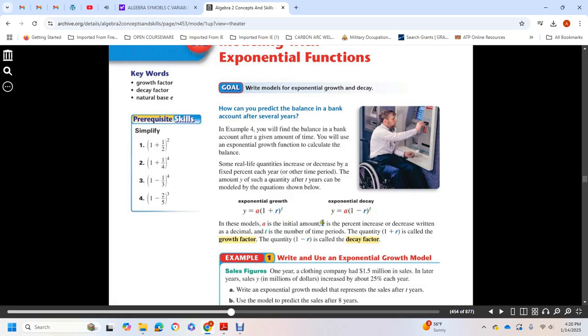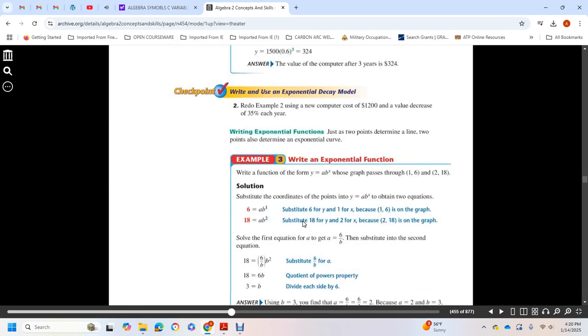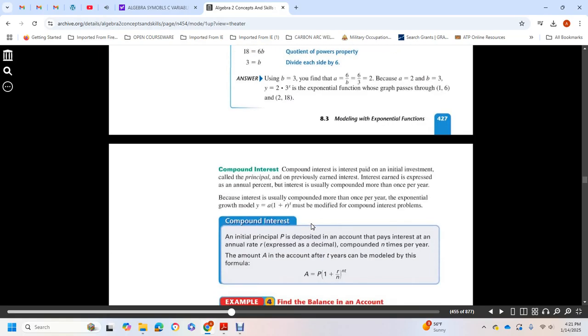In these models, a is the initial amount, r is the percent rate of increase or decrease written as a decimal, and t is the number of time periods. The quantity 1 plus r is called the growth factor. 1 minus r is the decay factor. Writing exponential functions: just as 2 points determine a line, 2 points can determine an exponential curve.